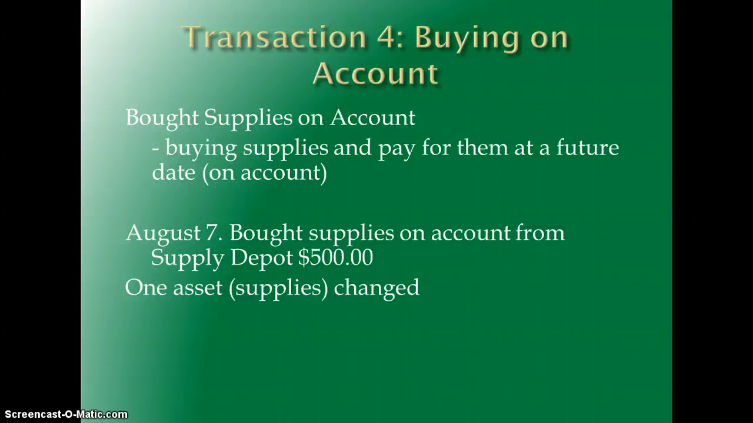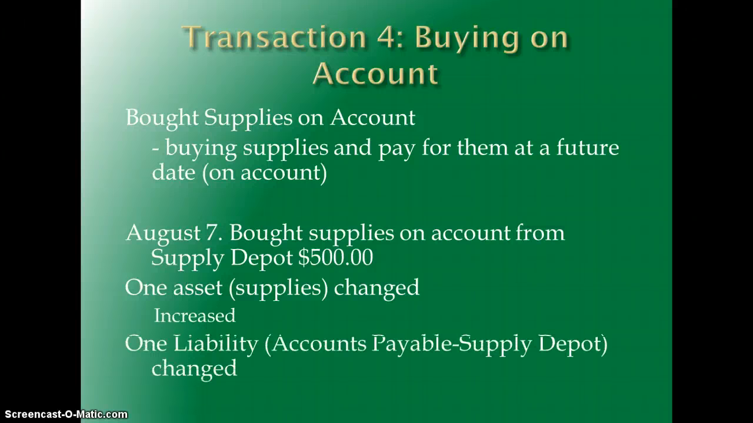One asset, supplies, is increased. We bought $500 worth of supplies. The other is called a liability. Anytime you see on account, that's called a liability, which means I owe someone money at a later date. In this case, it's the accounts payable Supply Depot.